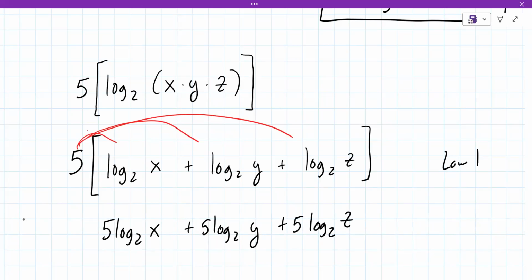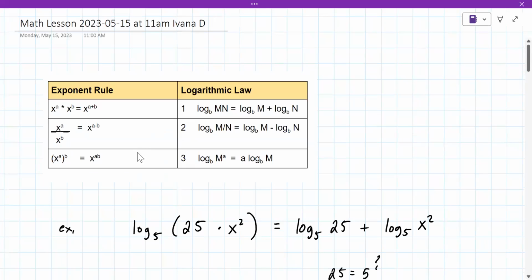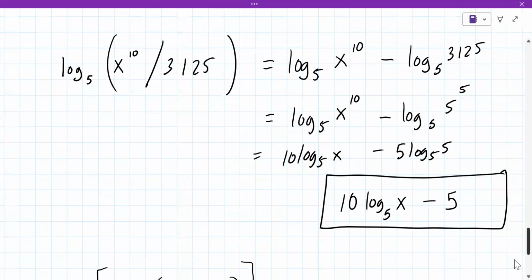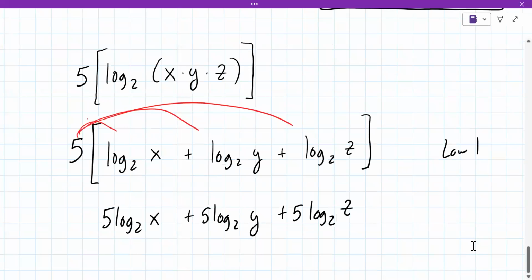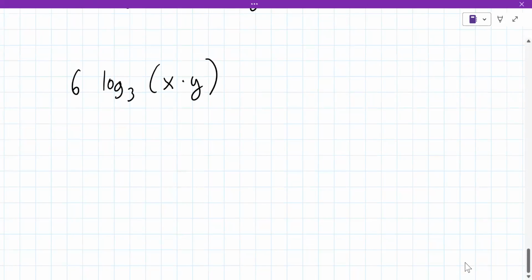Any questions on that? No, I don't have any. Do you have these laws in front of you written down, or do you want me to put them up? Because you've got to have them next to you the whole time to be able to do problems. So here's one I'd like you to try: 6 log base 3 of x times y. I'd like you to simplify this for me, please, just like I did in the last problem.